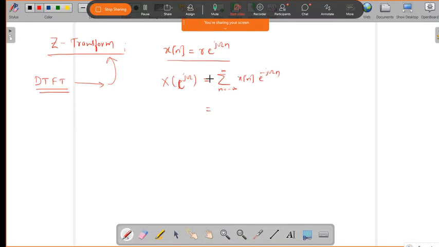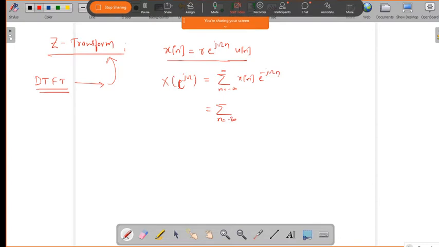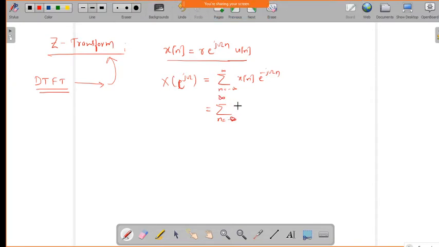So now if you have this x of n, a kind of exponential signal which is growing, you can take this as a one-sided signal. So n equal to 0 to infinity. If you substitute x of n, e power j omega n, into e power minus j omega n, now you can get this.